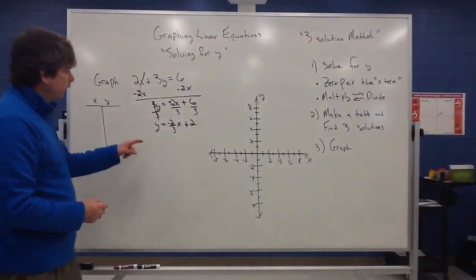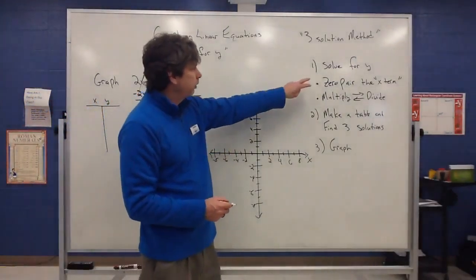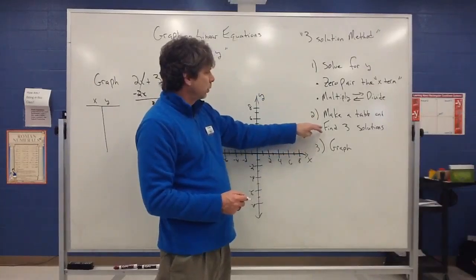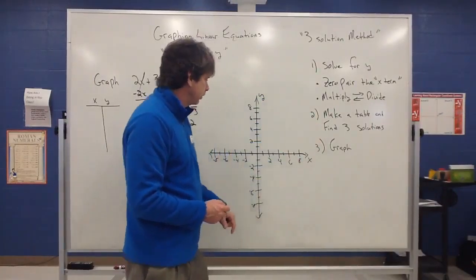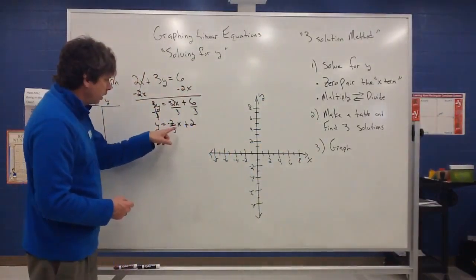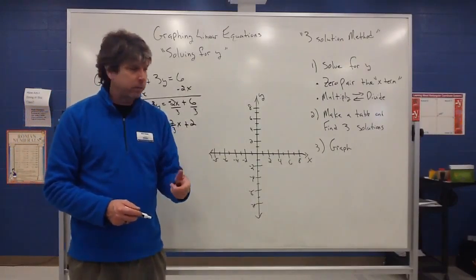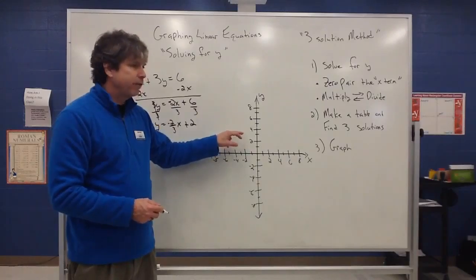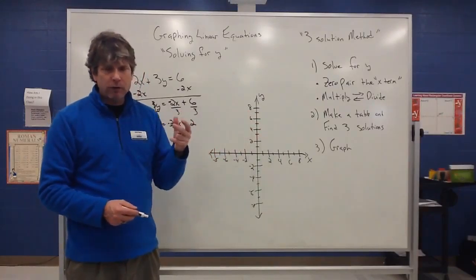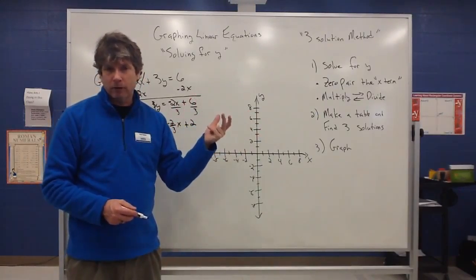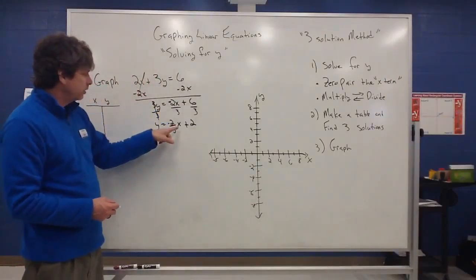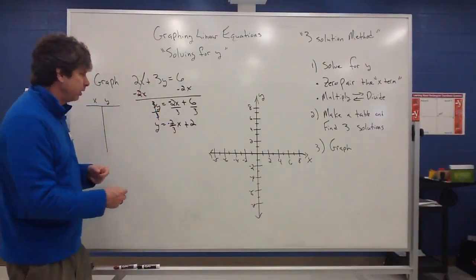So now what we're ready to do is we've solved for y. We now want to make a table and find three solutions. So when it's solved for y, in finding three solutions, we always want to pick numbers that work well for us because, again, we're going to try to graph these on a coordinate plane, and we are looking for whole number answers if possible. And we do know that if I choose x to be 0, that's going to be a very easy number to play with.